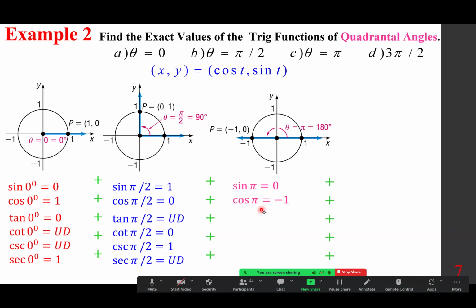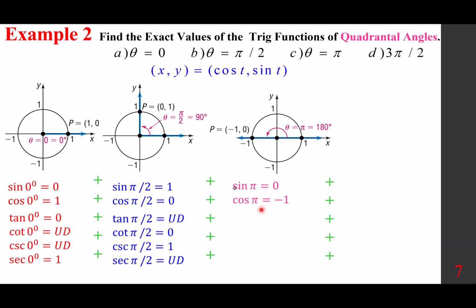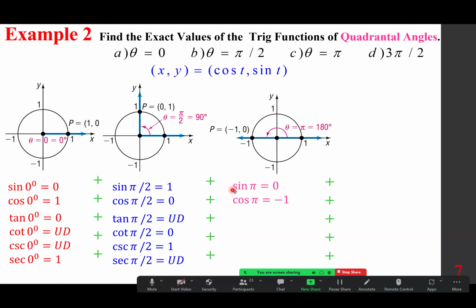And if tangent is 0, cotangent is undefined. Cosecant is 1 over sine, undefined. Secant is 1 over cosine. 1 over negative 1 makes it negative 1.